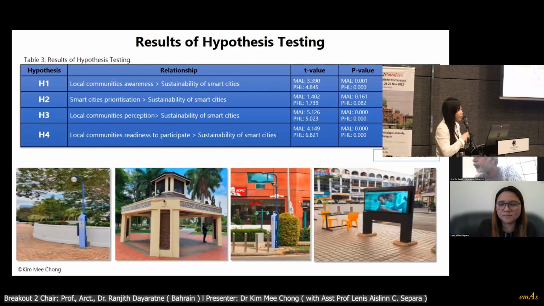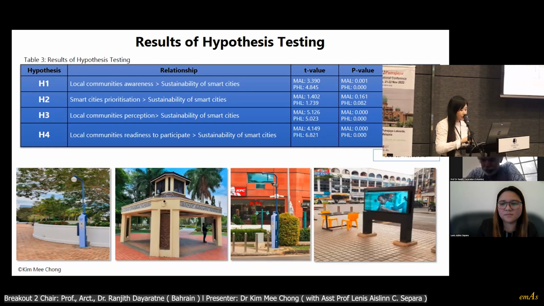Here we have 4 hypotheses, as mentioned by Lennis. Out of the 4 hypotheses, as you can see from the p-value and the t-value, the results are significant at the 99% confidence level. Only one, smart city prioritization, has been rejected.